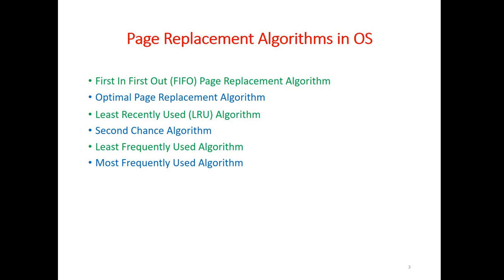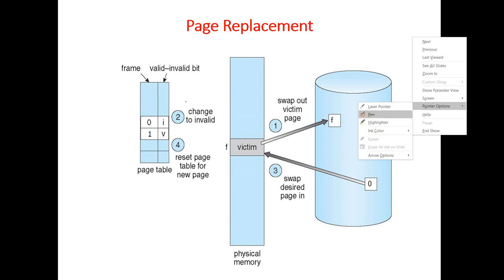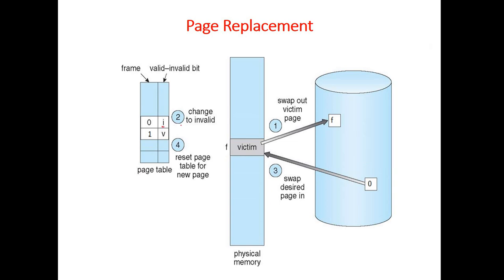When is the requirement for the page replacement in operating system? A page fault occurs when the required page is not available in the physical memory. In this example, we see that the page table maintains the list of available frames. If the page is available in the physical memory, the corresponding bit is valid. If the page is not available in the physical memory, the corresponding bit will be marked as invalid in the page table. So when there is a reference for a specific page whose reference bit is invalid, then a page fault occurs. Assume that here a page fault occurs for the page number 0.